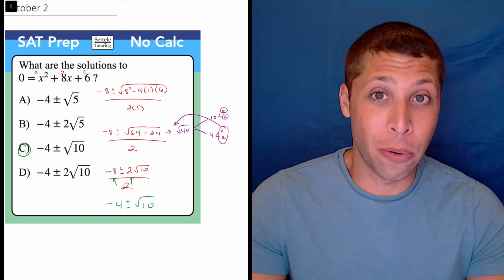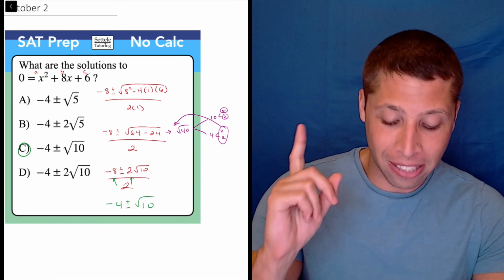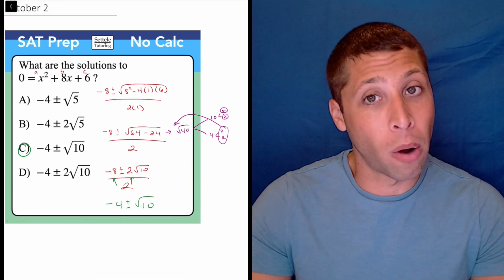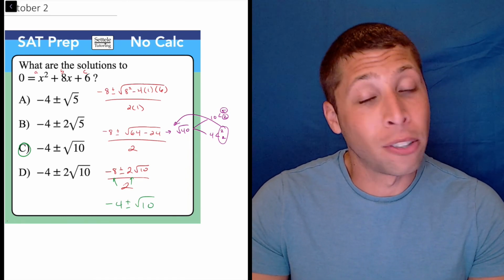You got to know how to do it, and you need to know how not to make mistakes, because if we had divided incorrectly or solved that radical incorrectly, we would have gotten one of the other wrong answers, and that would have been a lot of time for just 10 points.